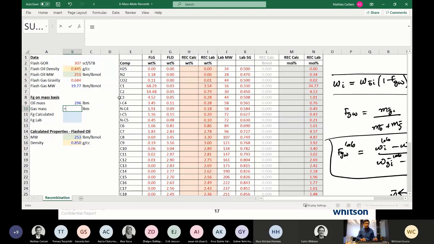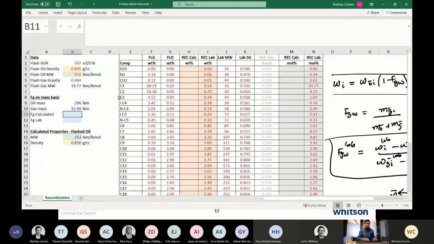from the ideal gas law, because it's at standard condition, the surface. So PV equals nZRT. So the mass will be the pressure, which is 14.7 psi, times the molecular weight divided by RT, so 10.73 multiplied by 520 Rankine, and multiply with the volume. That's this number here.